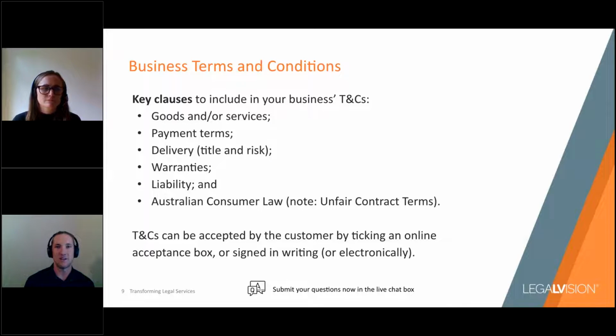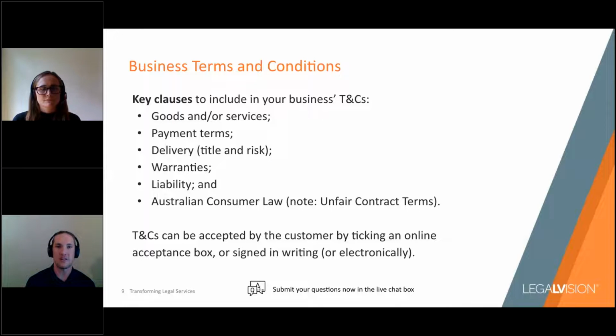The third point we've got is delivery. If you're supplying goods, there's title and risk. Title refers to ownership of the goods. Typically where you're supplying goods, ownership would only pass to your customer once they've actually paid you in full. And then risk refers to who bears the risk of loss or damage to your goods. Again, the standard position is that once the goods have been delivered to your customers or left at their premises, then the customer would be responsible for loss or damage.